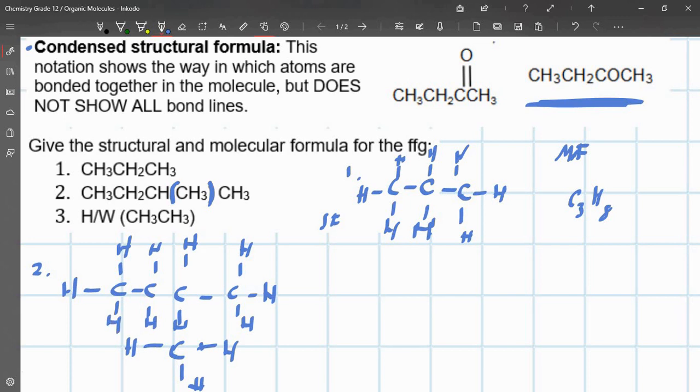A couple of hydrogens here. That's pretty much how you use it. Very, very simple, straightforward, right? This is a structural formula showing all the bonds in the compound. And let's do the molecular formula.